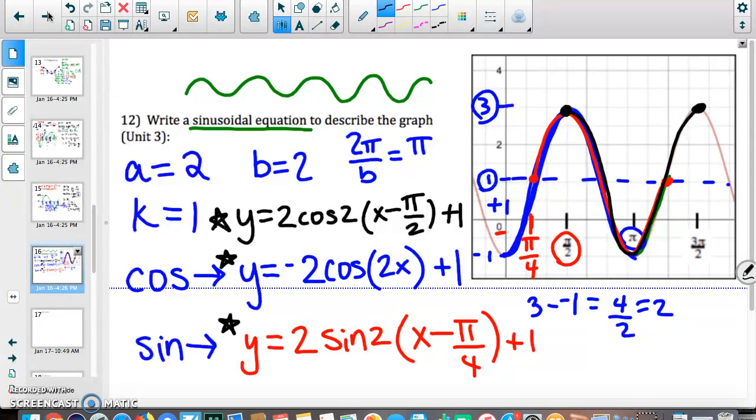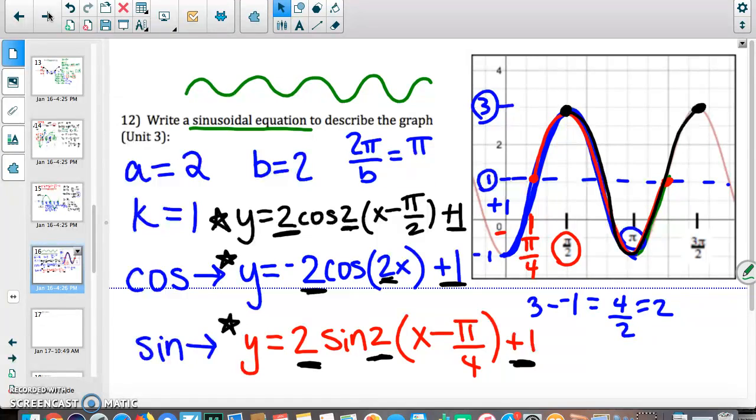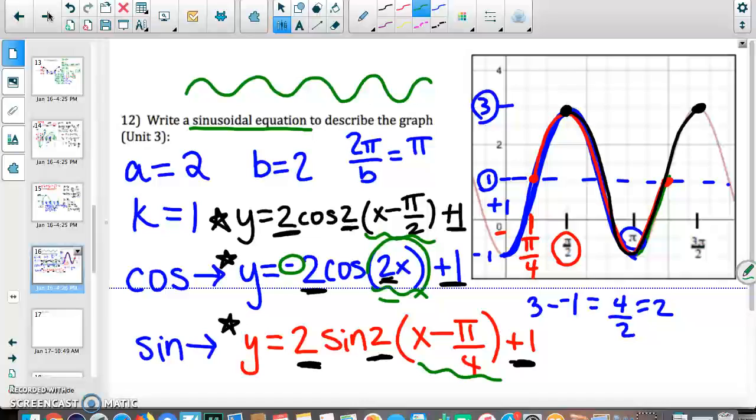So notice in all of my equations, my amplitude is the same, my b value is the same, and my k, my vertical shift, is always the same. So really the only thing that should differ from equation to equation is your horizontal shift or lack thereof, right? In this one I didn't have any horizontal shift. Also what might be different is the reflection, right? In that blue equation there.